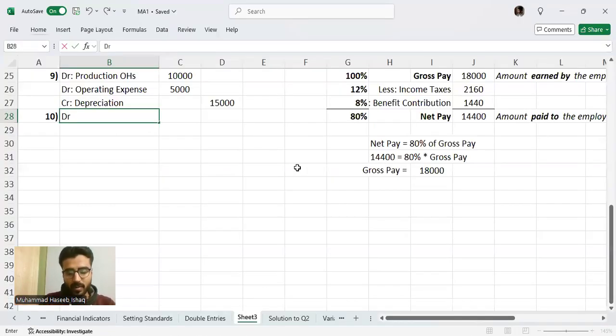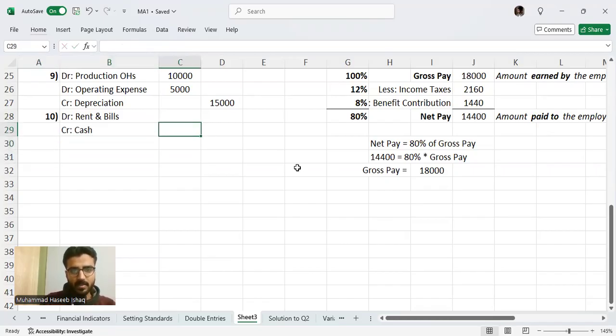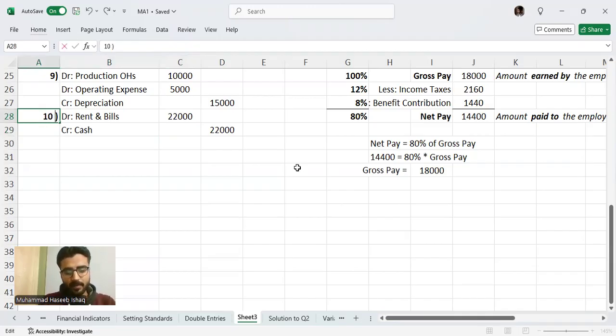So the account that we would use would be rent and bills. We can assume that the company combines these in a single account, and it happens in some businesses because you can combine the expenses as it suits you. So rent and bills account, and then credit cash. Cash has been decreased by 22,000. And why was this decreased by 22,000? Because it was related to rent and bills. So it is the 10th transaction, and we have combined the 12th transaction.